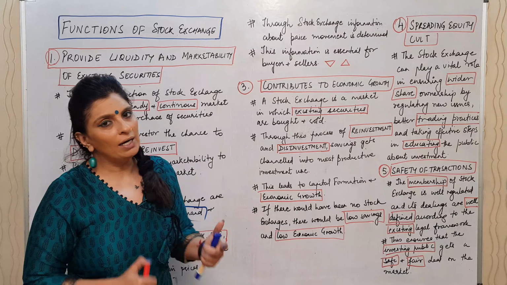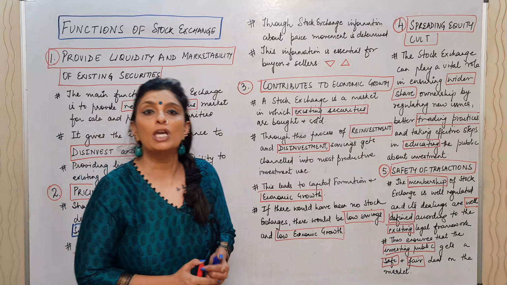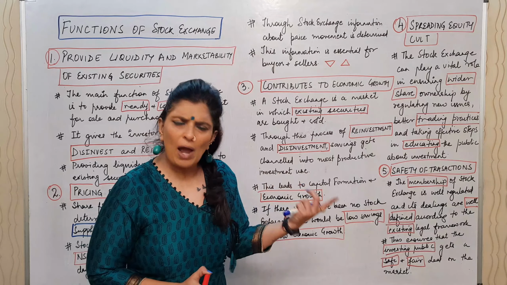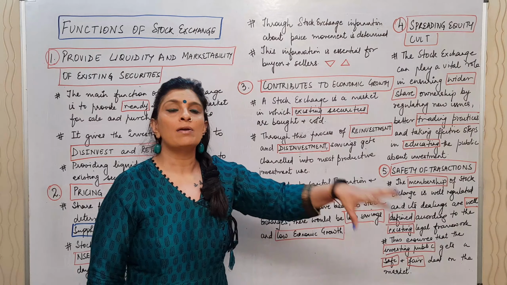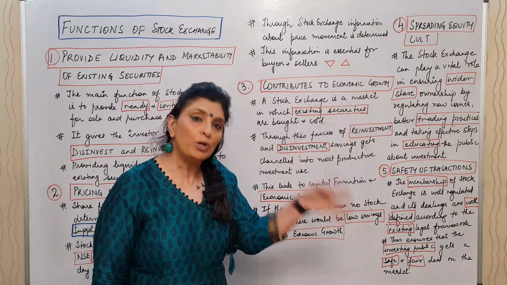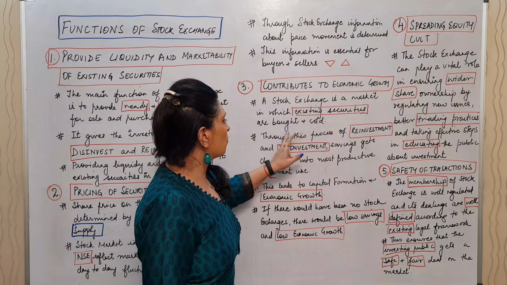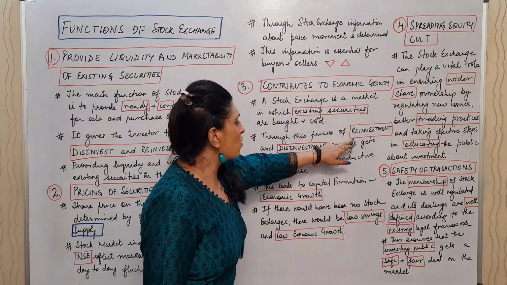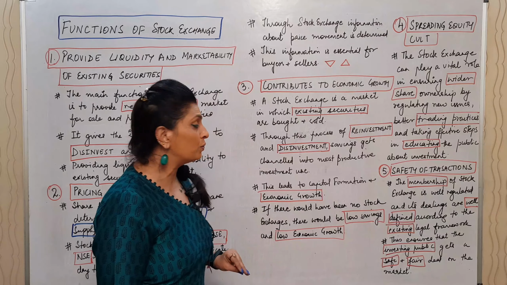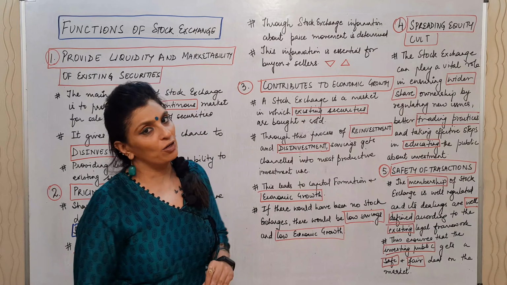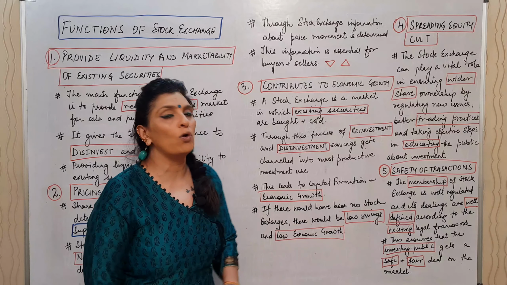Contributes to economic growth. Undoubtedly, when money is being used for productive uses, it is contributing to the economic growth of any country or any economy. So when savings are being put into most productive uses. Our stock exchange is a market in which existing securities are bought and sold. Through this process of reinvestment and disinvestment, saving gets channeled into most productive investment use. This leads to capital formation and economic growth. If there would have been no stock exchange, there would have been low savings and low economic growth.